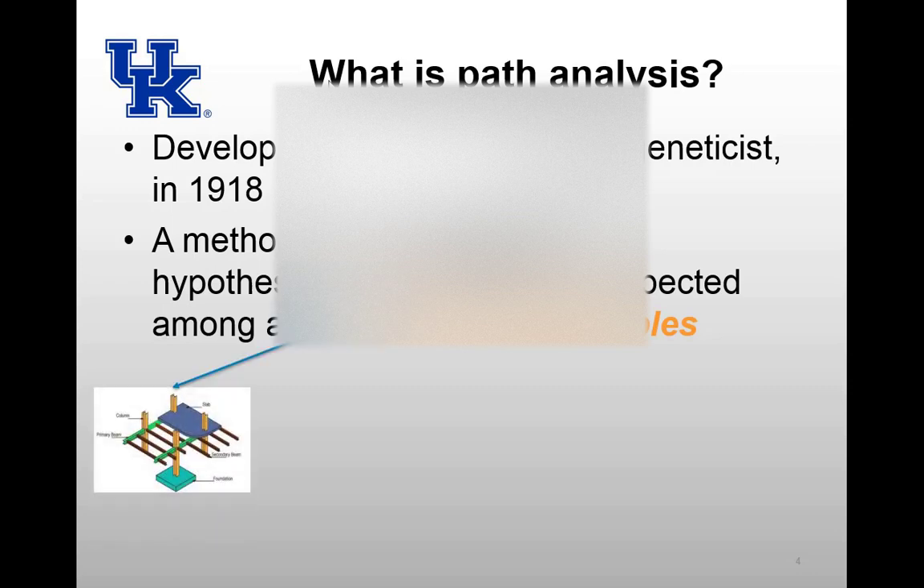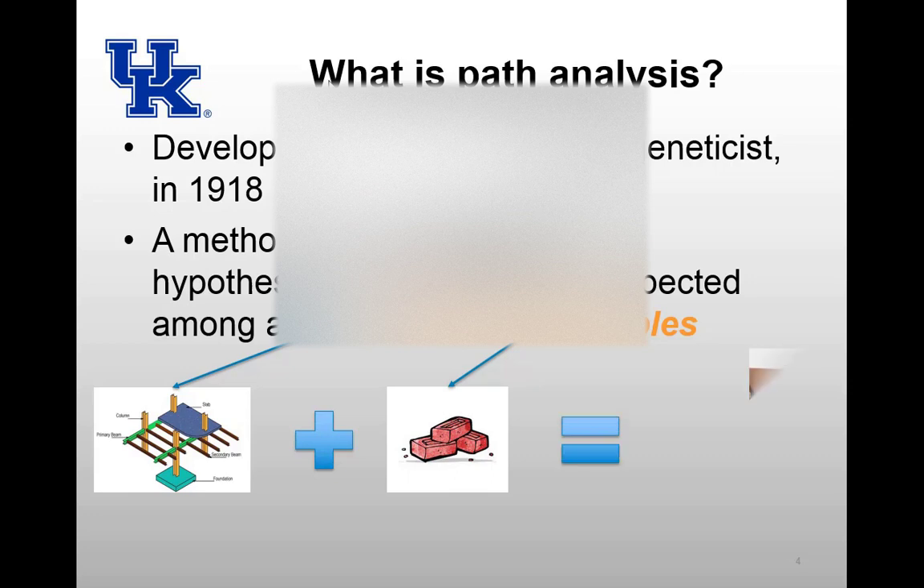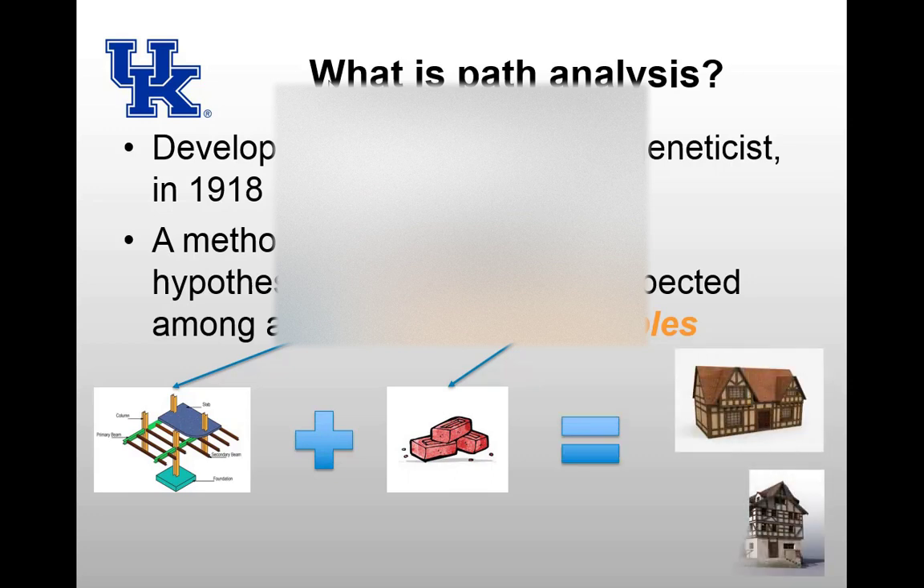So they're like beams and pillars of that building, and then you're gonna have your building blocks. You have your bricks. So you put them together, and you already have that blueprint in your mind, whether you want to build a simple cabin, a simple house, or a more complex mansion. So you can do that with your paths and observed variables.